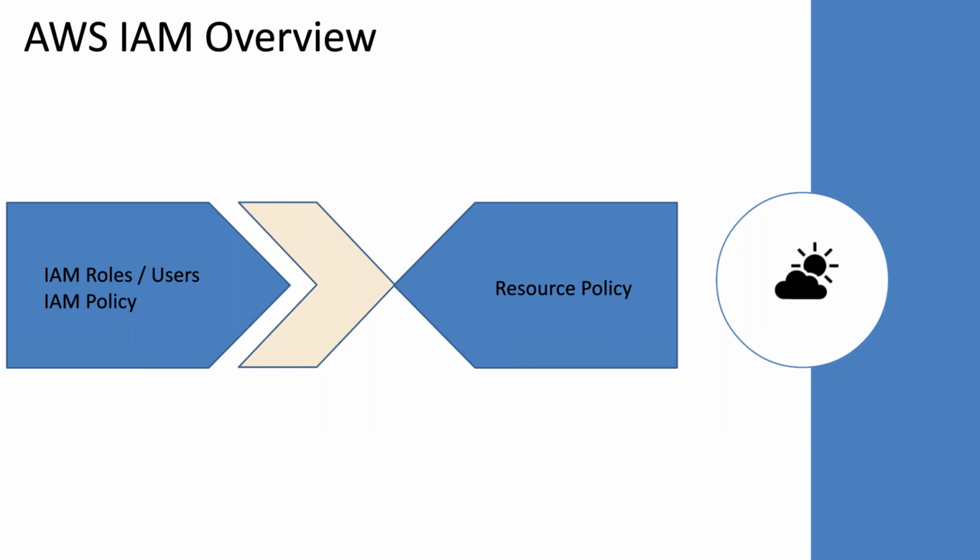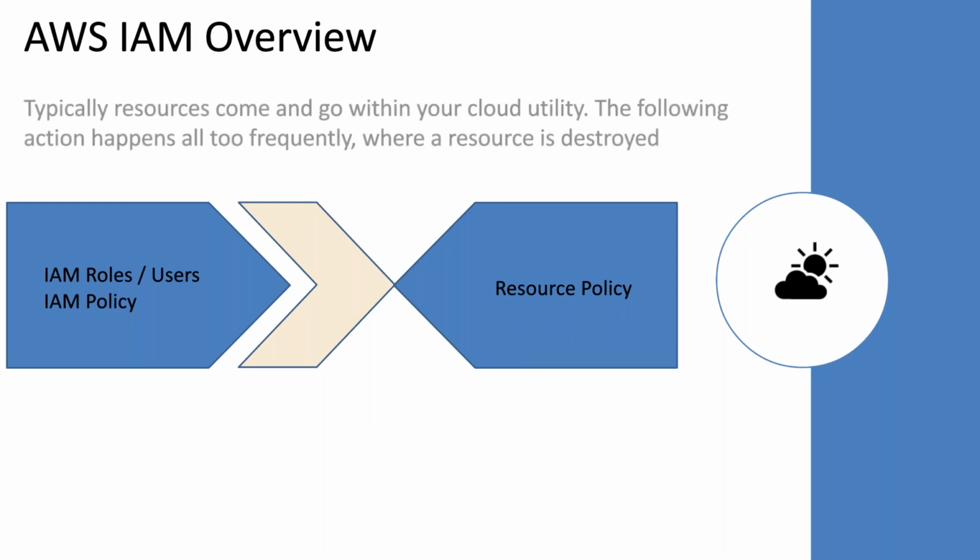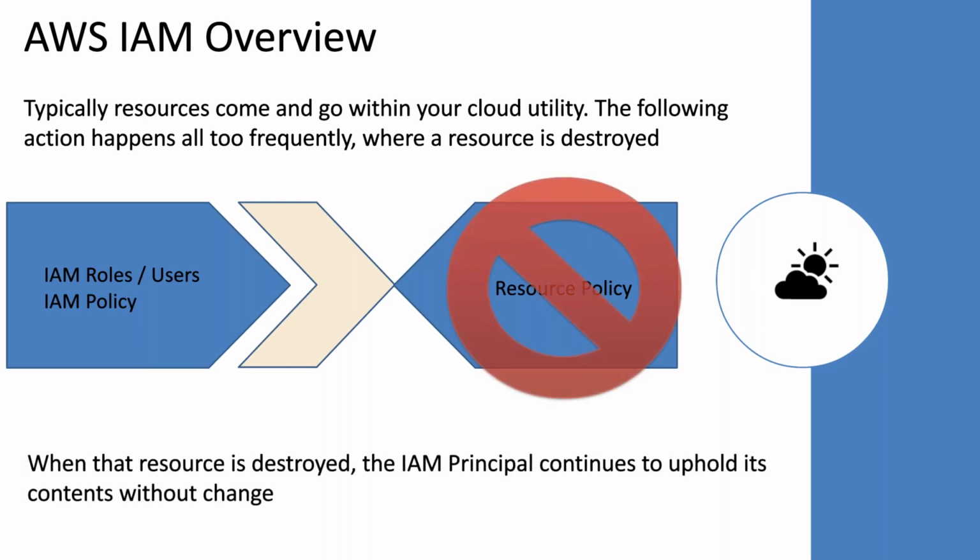So, an IAM overview. Typically a resource is built, and resources come and go with impunity, right? That's the rapid capability that the cloud provides. The following action happens all too frequently: a resource is destroyed, but the IAM policy still exists. When that resource is destroyed, the IAM principal continues to operate and uphold its contents without change, right? If you build S3 buckets and then destroy them, your IAM policies or roles are not affected, okay?